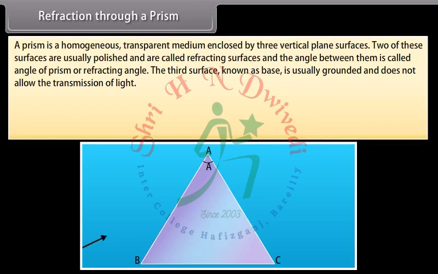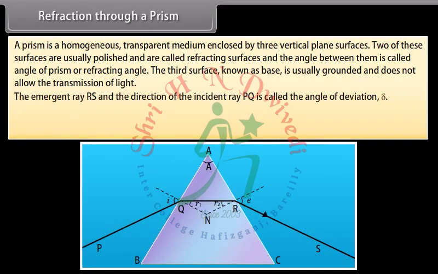Let us consider the passage of a monochromatic light ray PQ through the glass prism ABC. At surface AB, when the ray enters the glass at angle of incidence i, it bends towards the normal at Q at angle of refraction r1 and strikes the surface AC at R. The angle of incidence at surface AC is r2 and the ray emerges into air, making an angle e with the normal at R. The angle between the emergent ray RS and the direction of the incident ray PQ is called the angle of deviation delta. The angle of deviation delta can be evaluated as delta is equal to i plus e minus A.